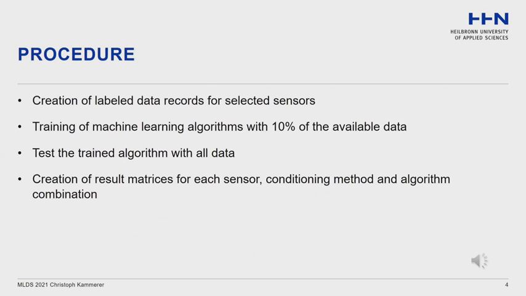First, we created a set of labeled data for each sensor. After that, the machine learning algorithms were trained on 10% of the data. Then the trained algorithms were tested with all the available data. In the end, we created result matrices for each combination of sensor, conditioning method, and algorithm.